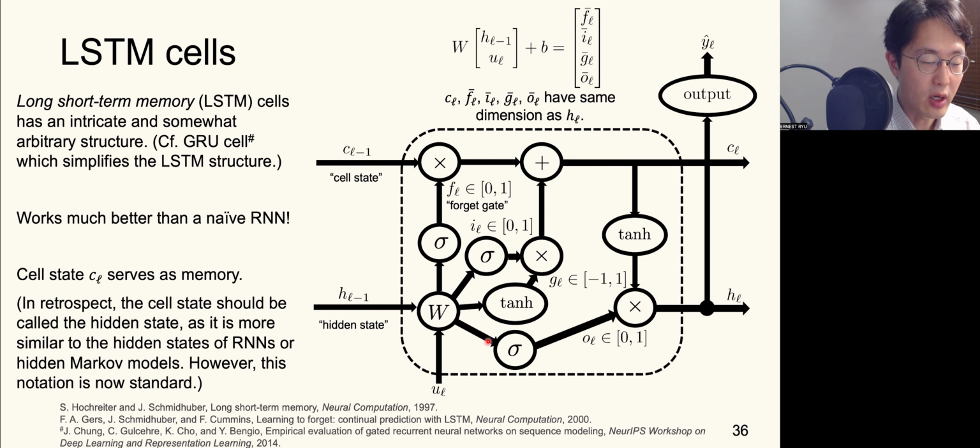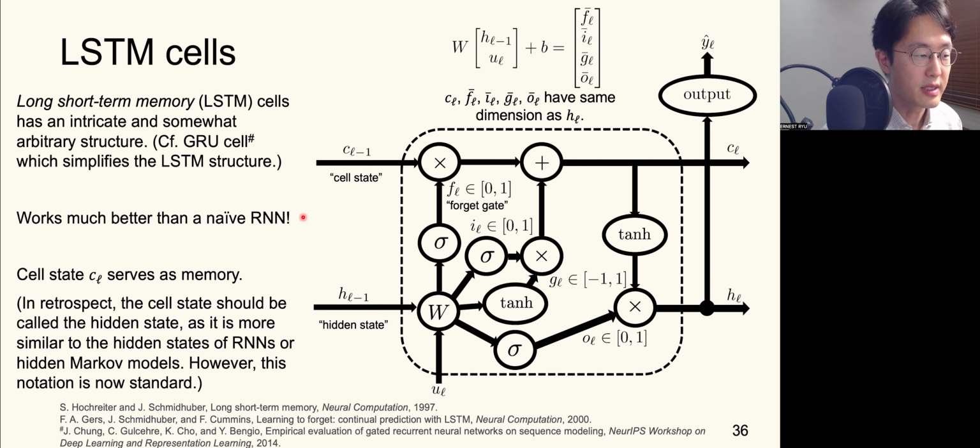This is the path for the O bar vector. It is passed through the sigmoid activation function, and that results in the O vector. O vector, again, being an output of the sigmoid activation function, has values between 0 and 1. And then we take the output cell state, we feed that through the tanh activation function, and then we have that output be modulated by this O vector, and that results in the subsequent hidden state H sub L.